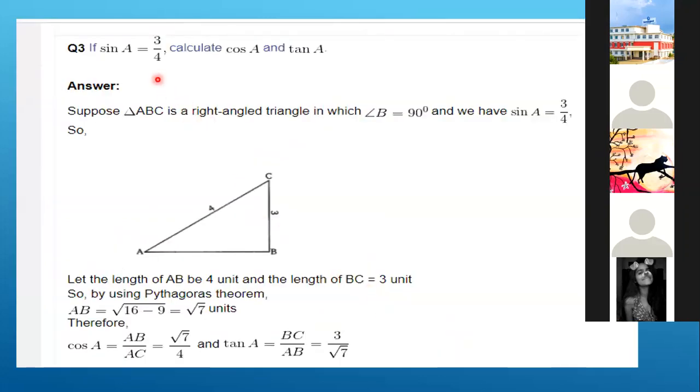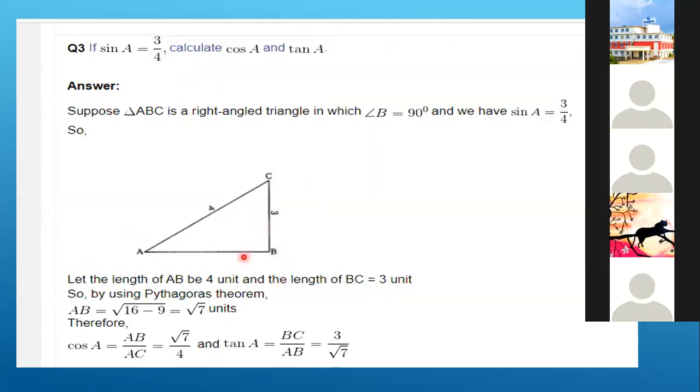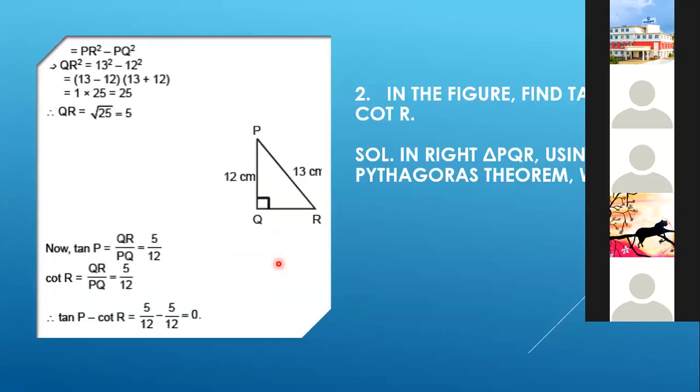This I am not going to do. Sin A value is 3 by 4. Using 3 by 4, find the third side. Here, angle B is a right angle. Sin A is opposite by hypotenuse, they gave. AB is not 5. Check it once. Hypotenuse value they gave 4, opposite value 3. So 4 square minus 3 square, 16 minus 9, it is 7. So AB value is root 7.